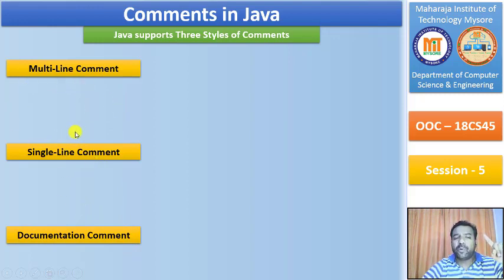If it is a C program, you only have the multi-line comment. If it is a C++ program, you have the multi-line comment as well as the single line comment. If it is Java, you have all three.